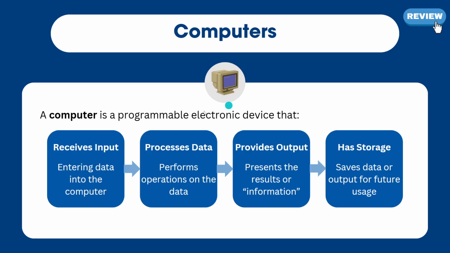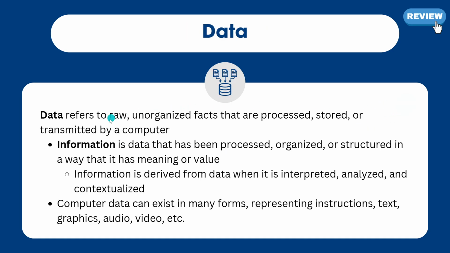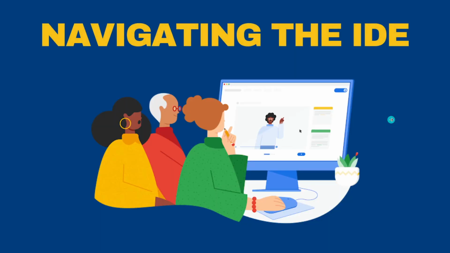Remember that a computer is a programmable electronic device that receives input, processes data, provides output, and has storage. Remember that data refers to raw, unorganized facts that are processed, stored, or transmitted by a computer. Information is data that has already been processed, organized, or structured in a way that has meaning or value.